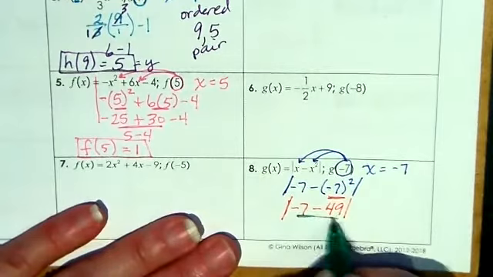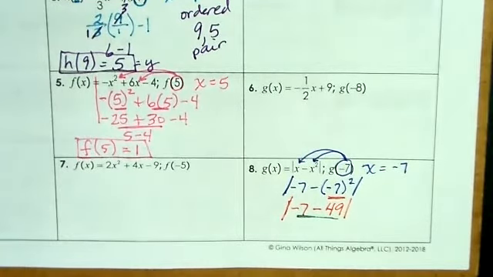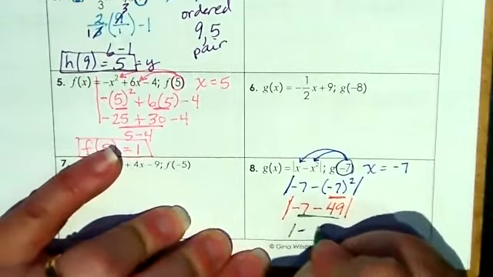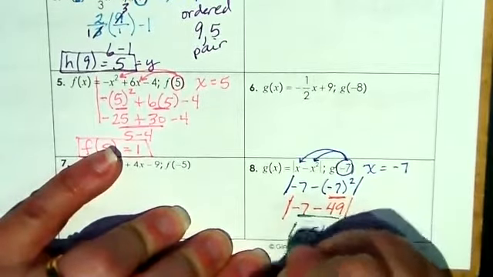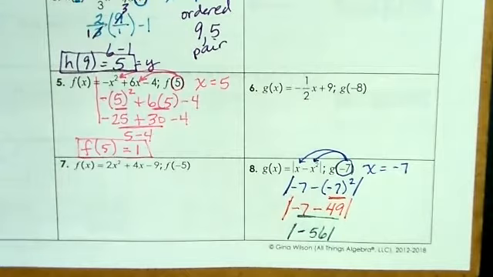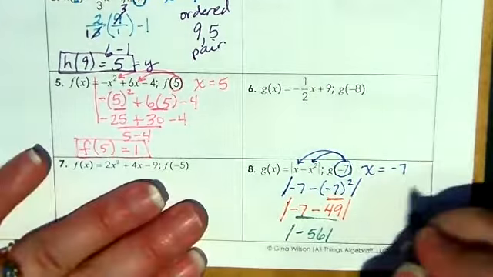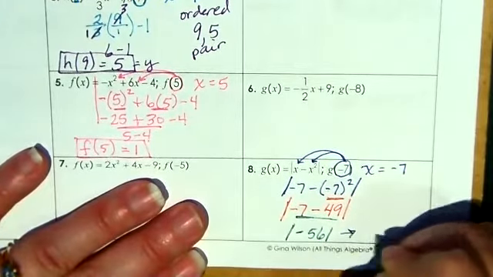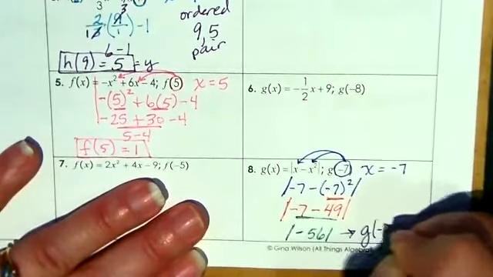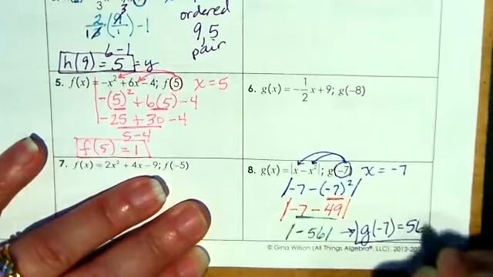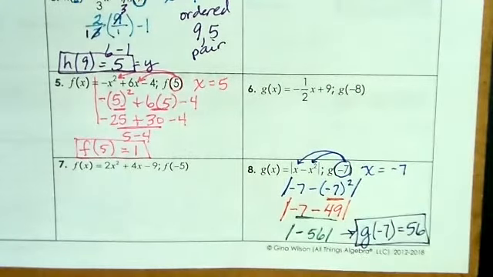Now I work what's inside the absolute value symbols. So that's going to give me a negative 56. Yes. The value inside is negative 56. And now I take the absolute value. And the absolute value of negative 56 is 56 from 0. So therefore, the answer here is going to be g of negative 7 equals 56. All right. Next example.